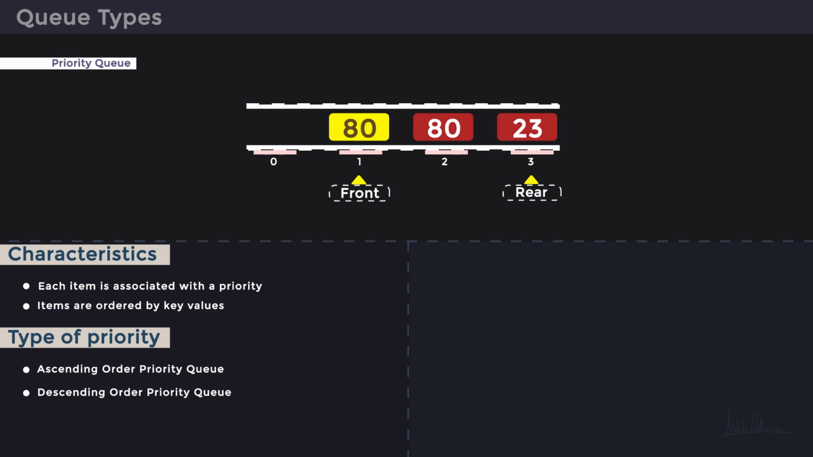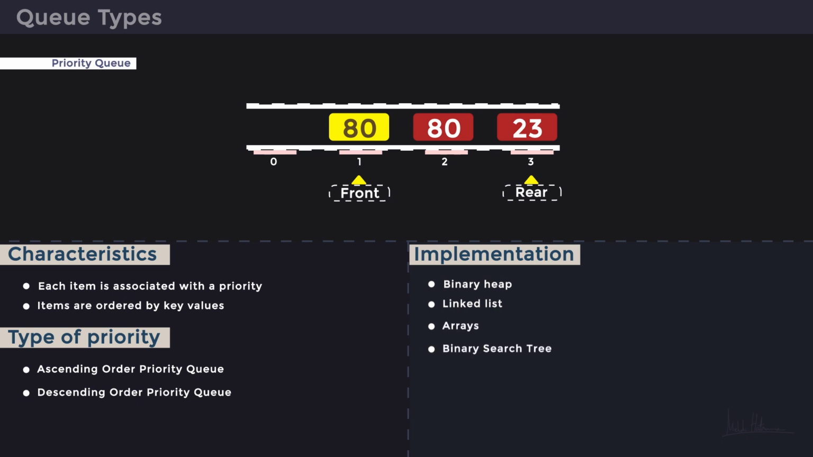You can implement a priority queue in one of the following ways: binary heap, linked list, arrays, and binary search tree. Binary heap is preferred since it is the most efficient way to implement a priority queue.